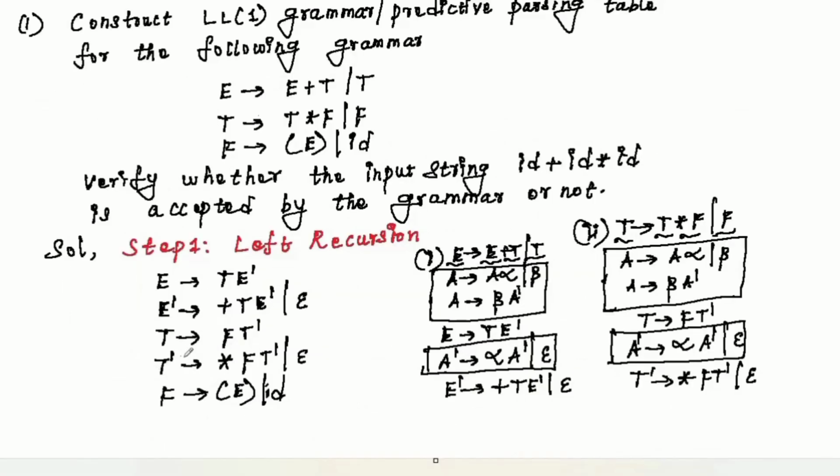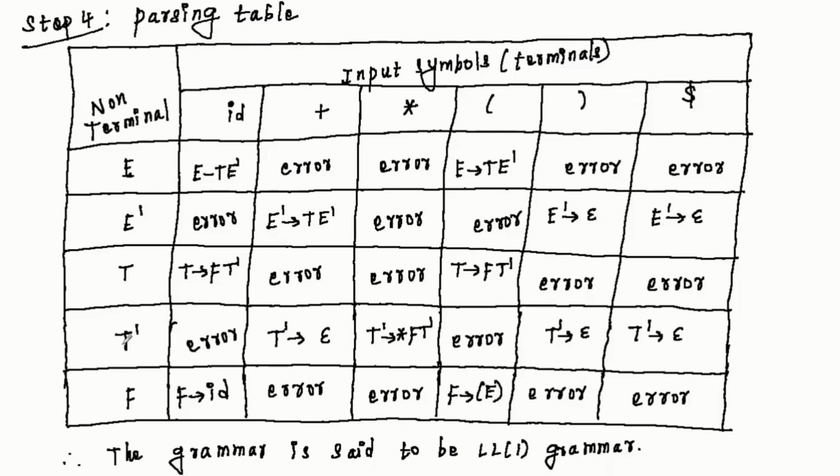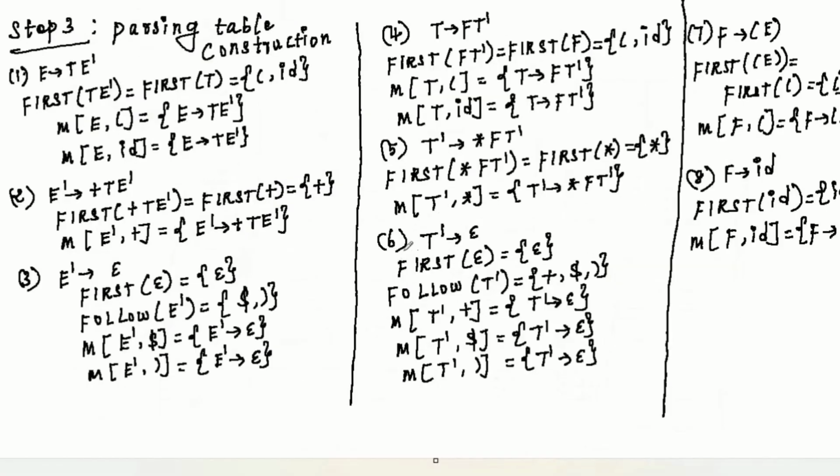Next production, T dash tends to star FT dash or epsilon. T dash tends to star FT dash, first of star FT dash. In the production the first symbol is star, so first of star equals star, that is a terminal symbol. Then as per the algorithm, M of non-terminal symbol capital T dash, comma, terminal symbol star, then write the production T dash tends to star FT dash. In the parsing table, T dash star is going to be T dash tends to star FT dash. Similarly, we have one more production, T dash tends to epsilon.